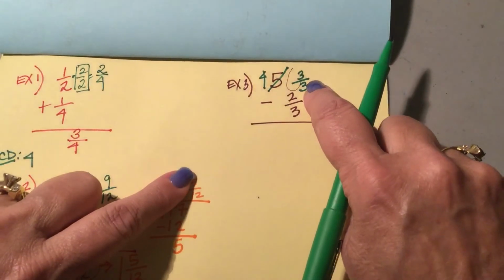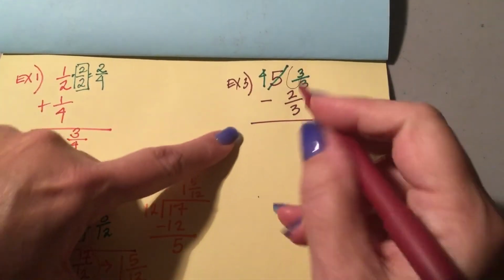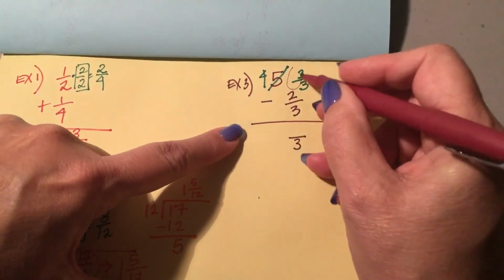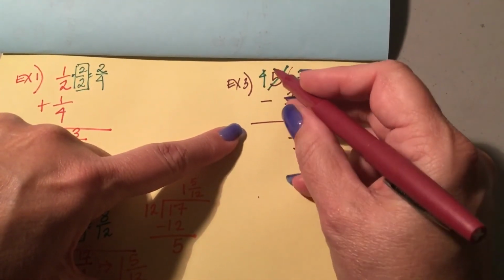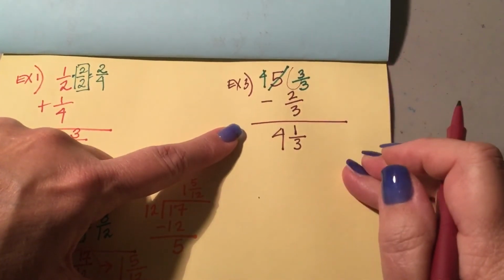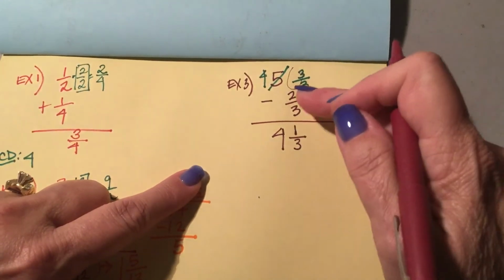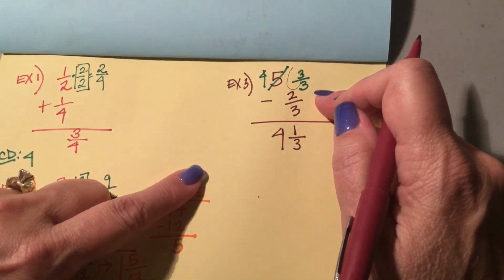Okay, so now my denominators are the same, which is awesome. So I'm going to keep my denominator. And 3 take away 2 is 1. And this 4, and there's nothing here, so 4 take away 0 is 4. And this problem's done for me. I'm all done. So remember to think about with whole numbers, you may have to borrow. So keep that in mind.